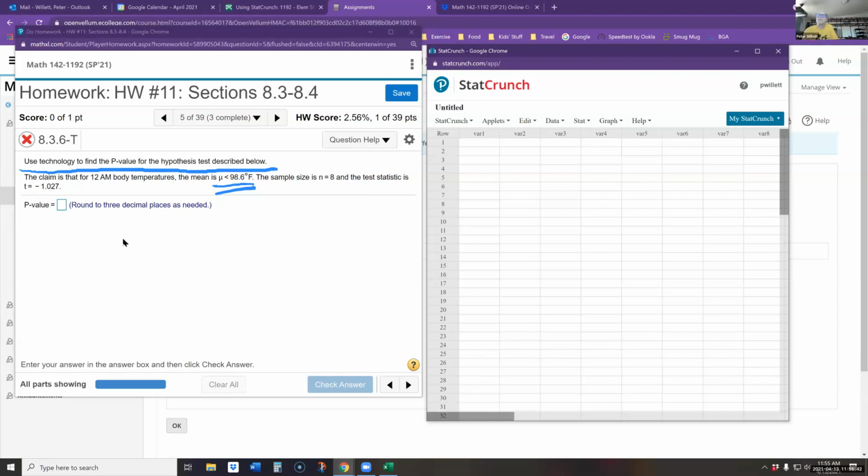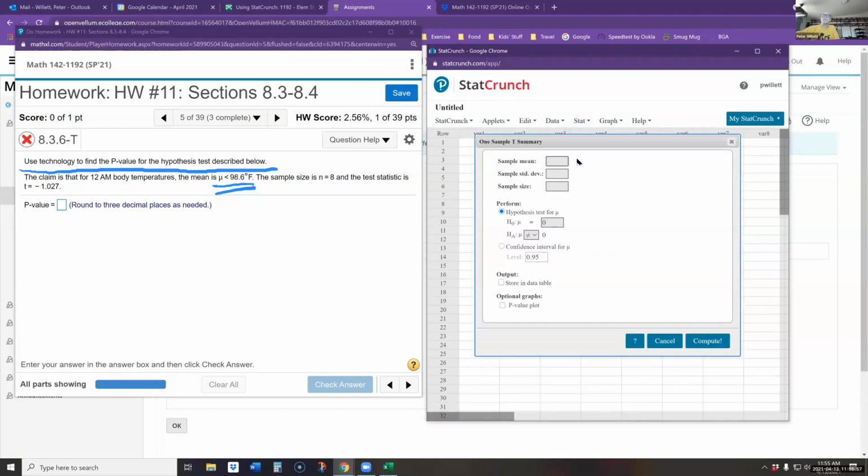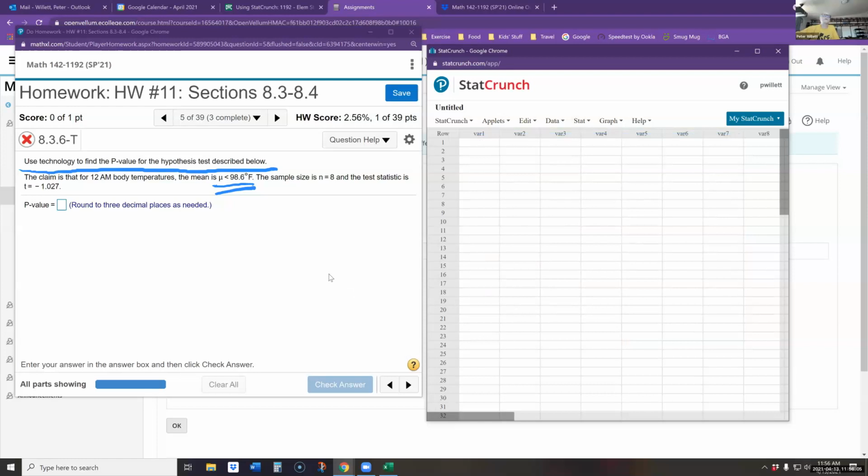When we just pulled up the t-stat hypothesis test tool, it wanted all this information about the sample, either the data itself, which they certainly didn't give us, or at least a summary. And in the summary, it wants the sample mean and sample standard deviation. They didn't give us either of those things. So we can't use that tool to get the p-value. We do often use that tool to get the p-value for a sample.